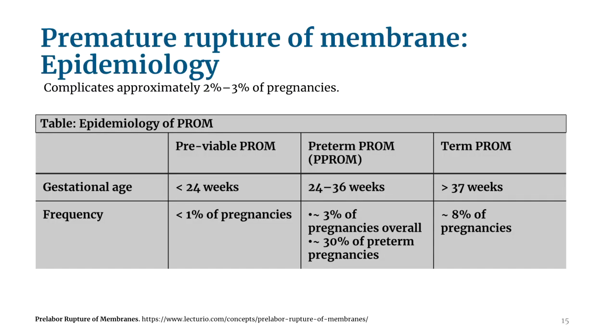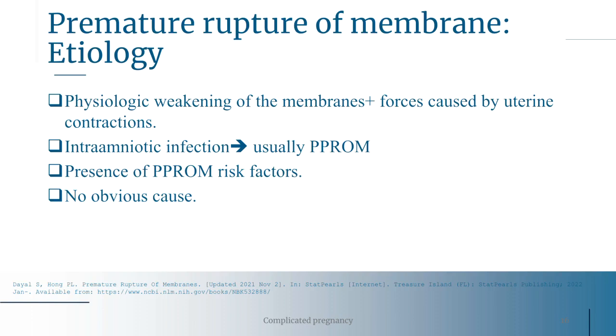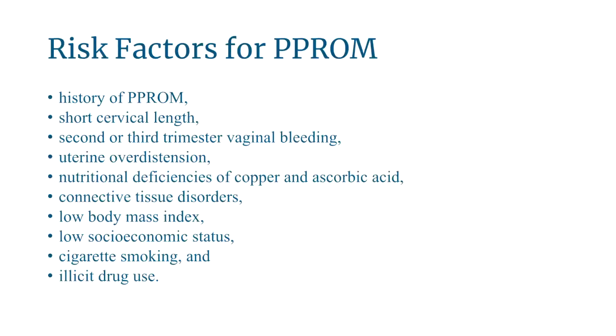The most common PROM rupture occurs after 37 weeks of gestation. The etiology, sometimes we don't have an obvious etiology. We don't know what happened. The other is having risk factors for preterm premature rupture, or pre-PROM. Intra-amniotic infection is usually one of the most important causes for pre-PROM, or physiological weakening because of the forces of the uterine contractions.